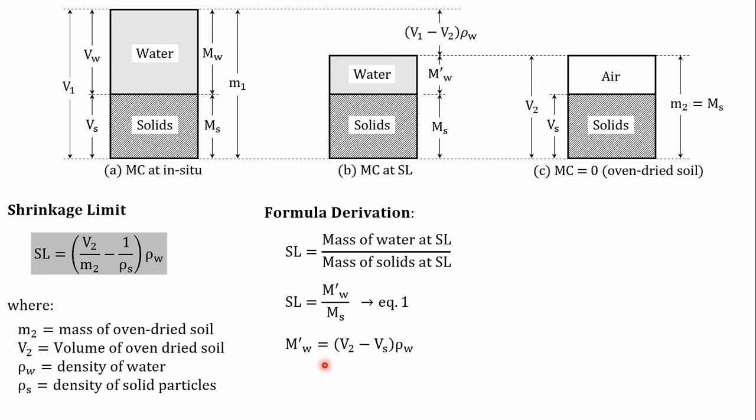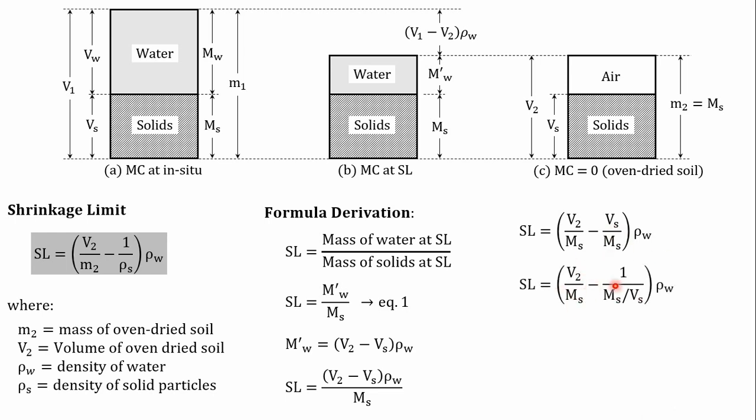Okay, so from equation 1, let's substitute this. Therefore, we have SL is equal to V2 minus Vs times the density of water divided by Ms. Okay? And then, let's separate this, class, because it can be separated. So we have SL is equal to V2 divided by Ms minus Vs divided by Ms times the density of water. So what I will do, class, is this: V2 divided by Ms minus 1 over Ms divided by Vs. Nothing changed there, class. I just placed the Vs at the bottom. Times the density of water.